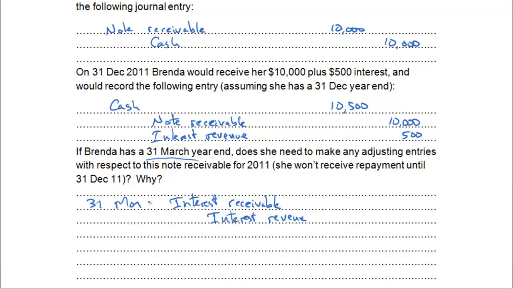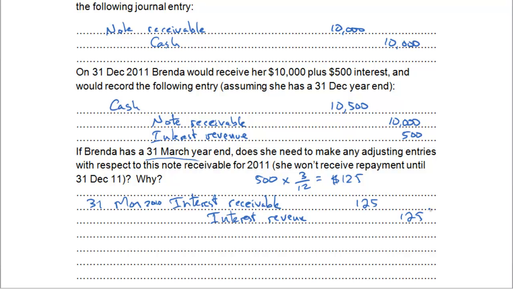Let's say this is 31 March 2010. This is so that the right amount of interest revenue gets recorded in the 2010 fiscal year and shows up on the 2010 financial statements. How much is it? Well, the annual interest was $500, but now we're only talking 3 months, January, February, March. So 3 over 12 times the 500 gives us $125. So that is the amount of the entry.